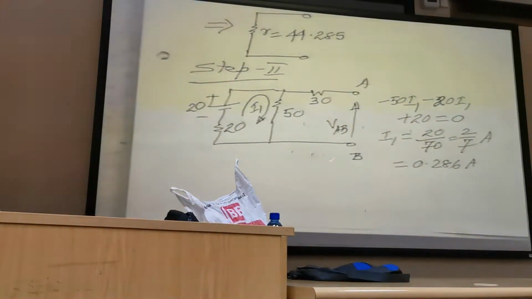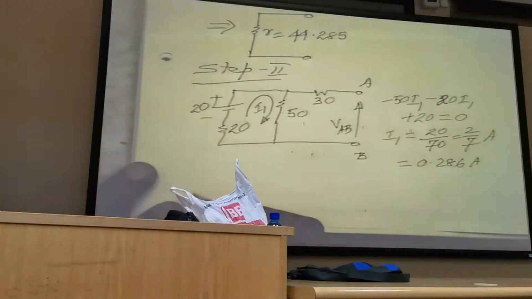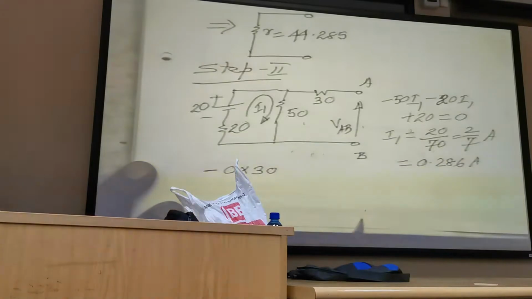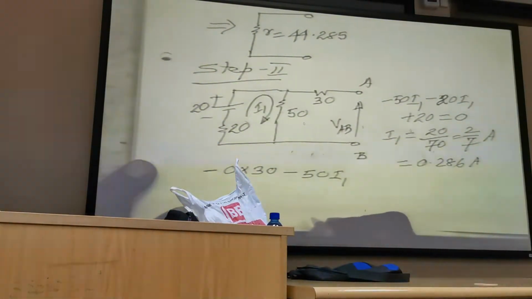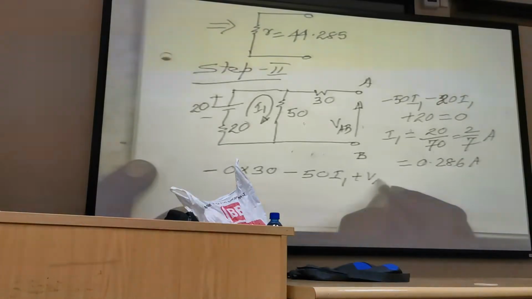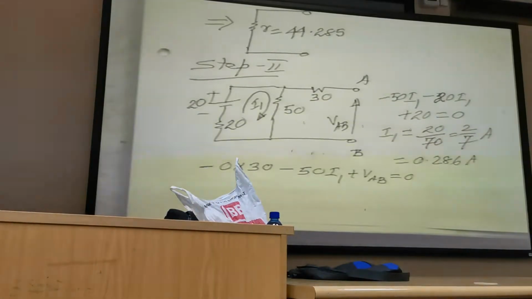So we take VAB here and it will remove all the confusion. We are going to write a loop equation starting from A. So it would be 0 times 30, minus, it doesn't matter, 0 is plus or minus, this is a drop. Then minus 50 I1, this is also a drop. Plus VAB equal to 0. Does it make any sense? Yes.